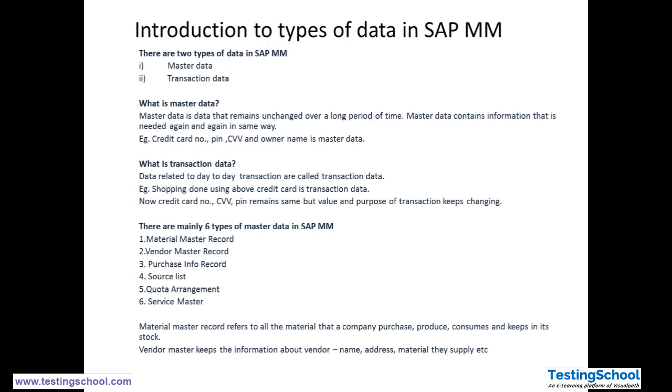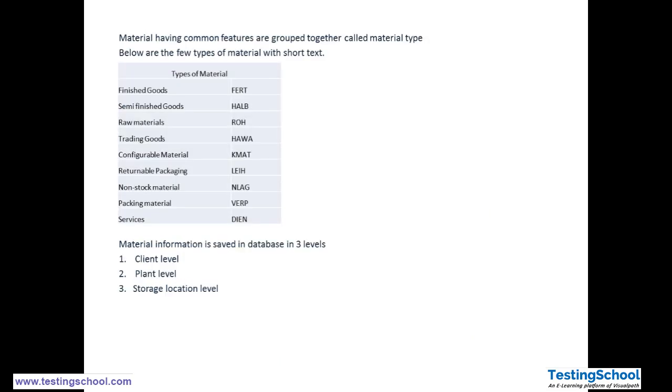In coming classes we will see what these types of master data are: vendor master, purchase info record, source list, because these are again a kind of subsection in SAP. So the material master record is a section, the vendor master record is a section, the purchase info record is a section. These are kind of sub-modules which we will see further in our tutorial.